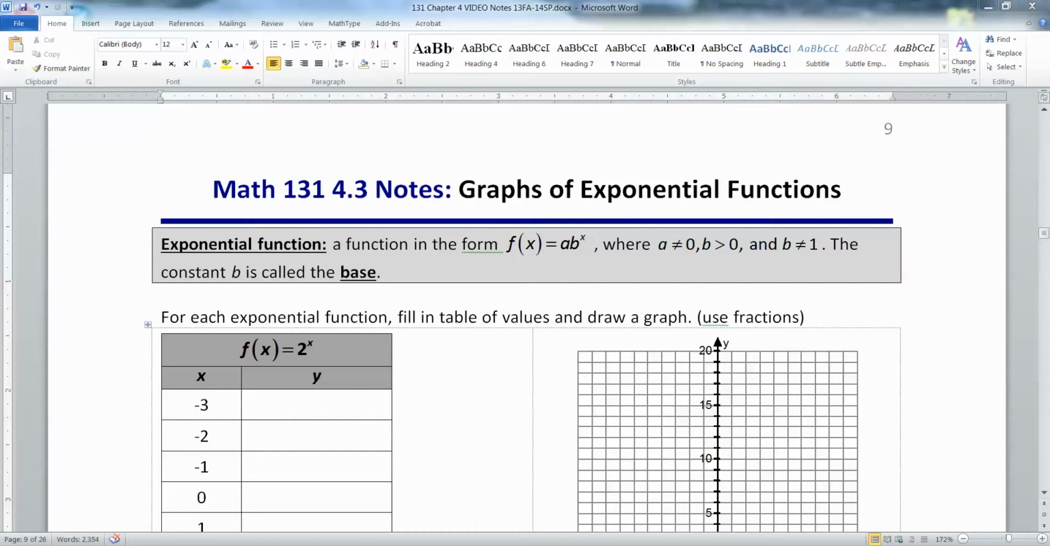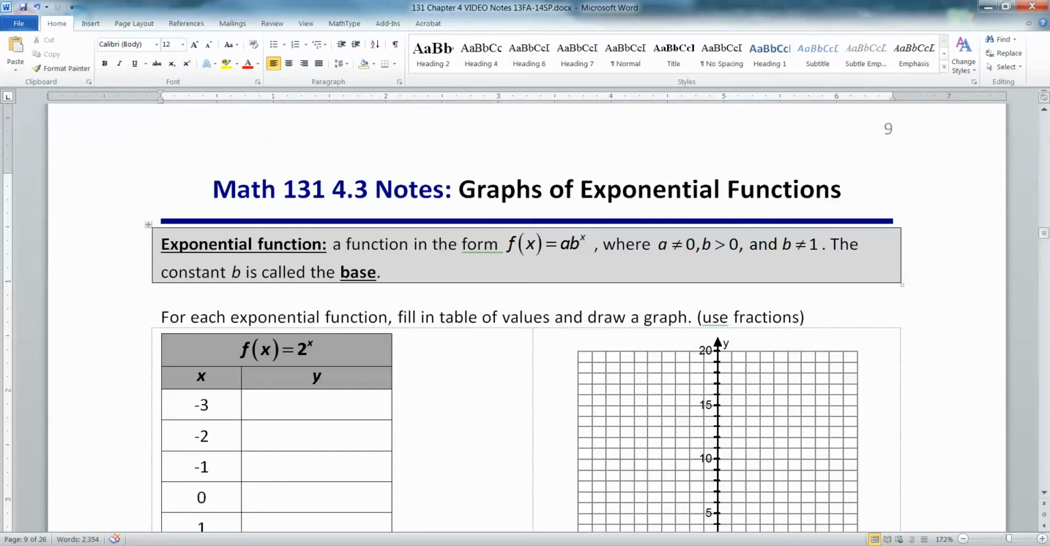An exponential function is a function of the form f of x equals a times b to the x. A cannot be 0 because if a was 0, then the whole function would be 0 and you're talking about the x-axis, y equals 0. And b is a number that is greater than 0, but it cannot be 1 because if b was 1, again, you'd have a horizontal line. You wouldn't be going anywhere. That b is called the base.